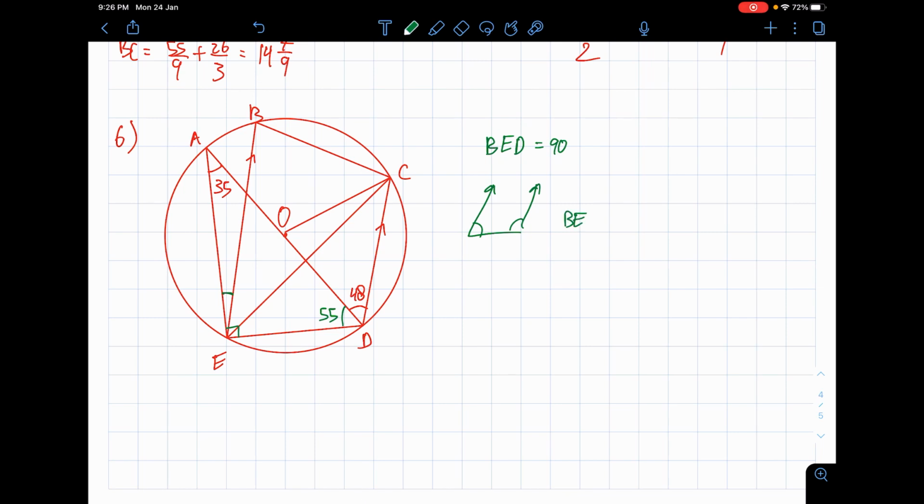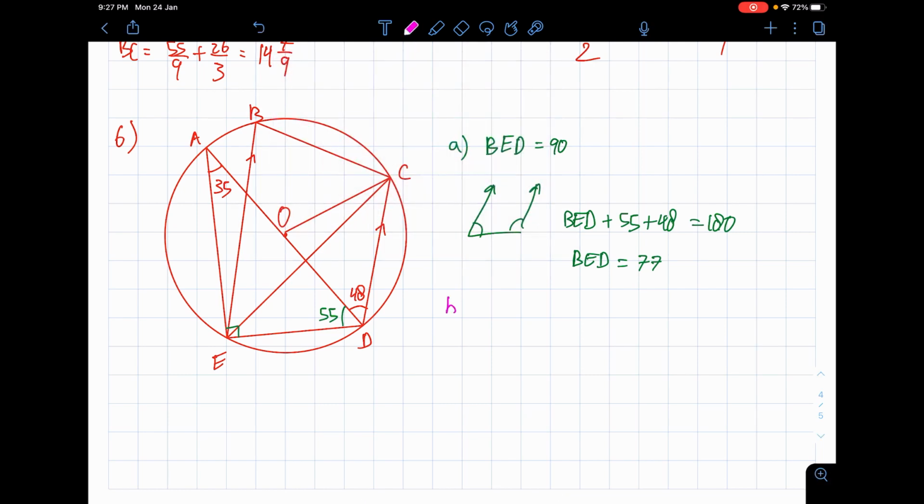So BED plus 55 plus 48 will be 180 degrees. So to get the BED, I just need to minus it away. I'll get 77 degrees. Alright, so apparently I don't need the small angle just now, the AEB. So let's just ignore that. Okay, so that's part A.